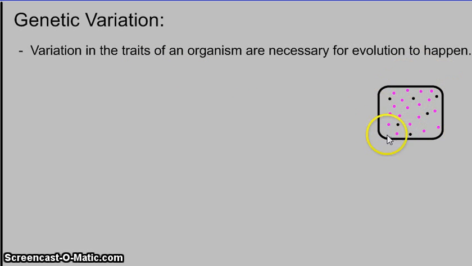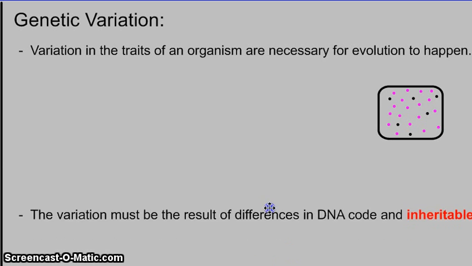Imagine this is a box with insects inside of it, and let's say they're all the same kind of insect. However, we have different variations. We have pink and black variations, and that would just be the result of different genes. Some produce pink, some produce black. This could be a box full of people with brown hair and blonde hair, or anything that has variation. But variation must exist in the first place, and we'll talk more about that later.